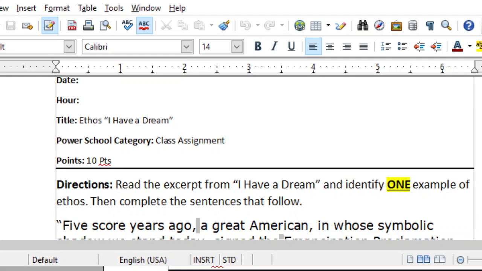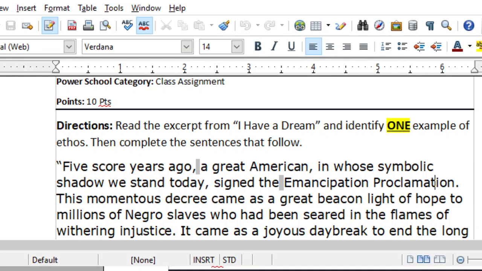So here are the directions. Read the excerpt from I Have a Dream and identify one example of ethos. Then complete the sentences that follow. So all you're going to do is read this excerpt, and then you are going to identify ethos. So this excerpt comes from the speech I Have a Dream by Dr.